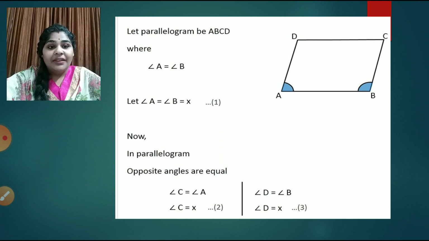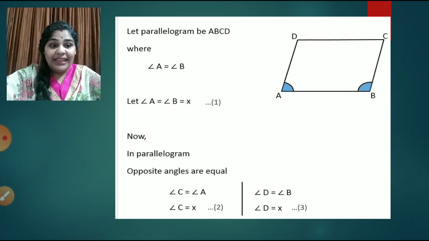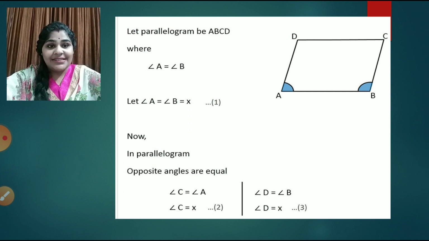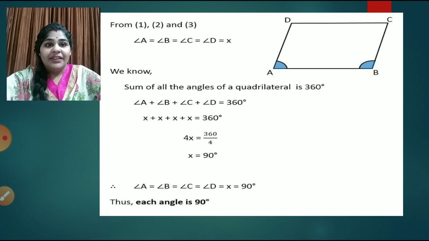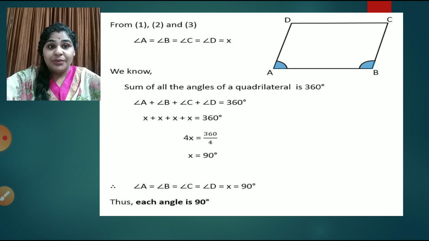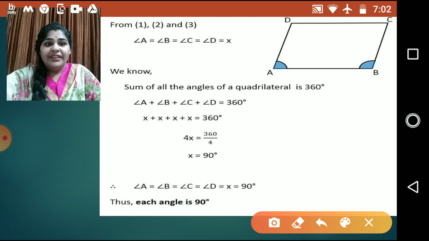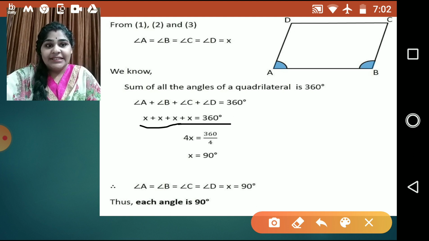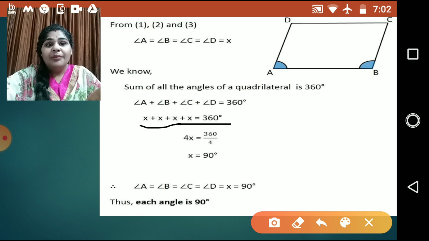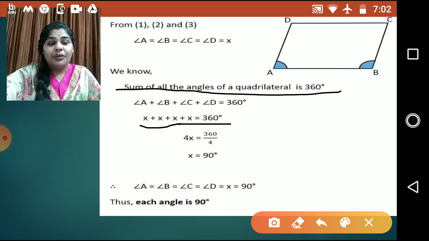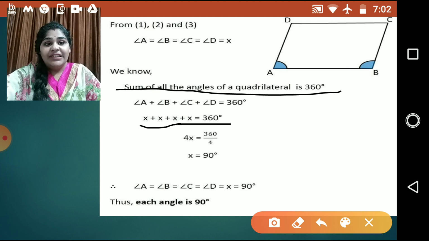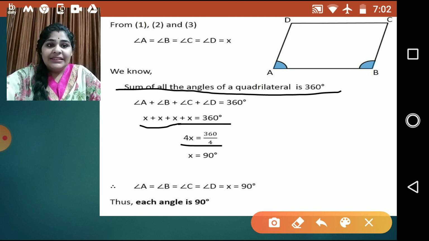Now here we have seen angle C is also x and angle D is also x. Now we know that angle A is equal to angle B is equal to angle C is equal to angle D, that is equal to x. So here x plus x plus x plus x is equal to 360 degrees. Why? Because we know the sum of the angles of a quadrilateral is 360 degrees. So hence 4x is equal to 360 degrees.